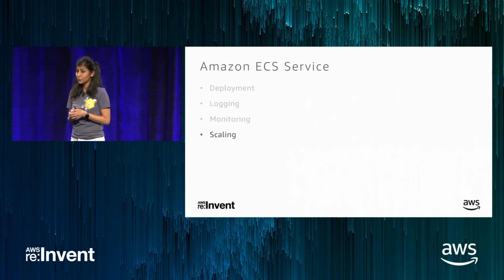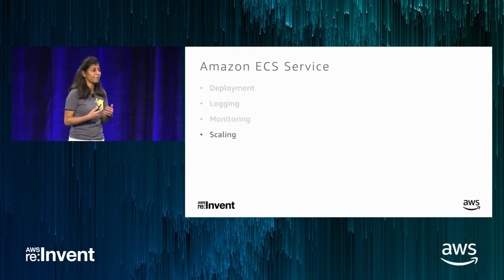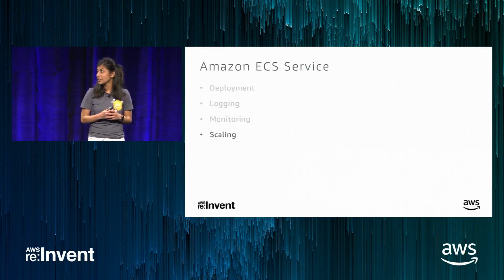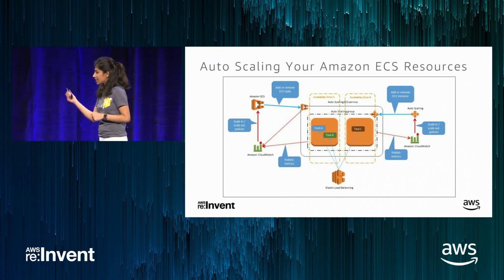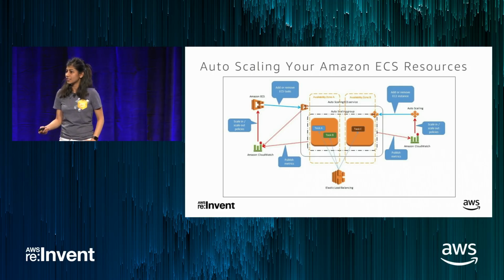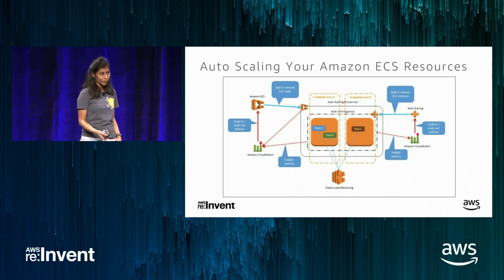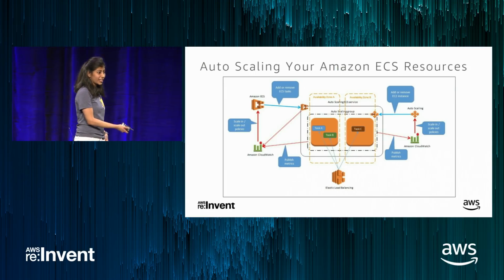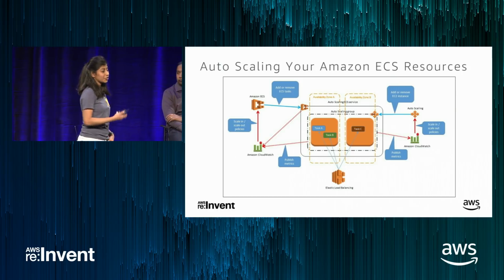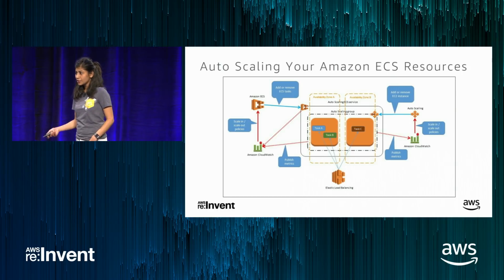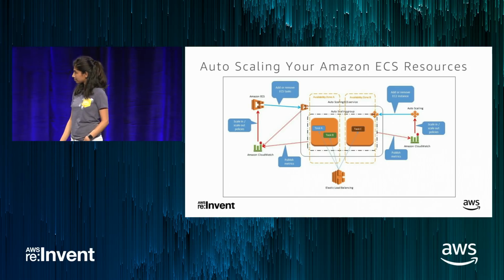Our next step is to automate actions if these metrics breach thresholds, because you don't want to do this manually, right? And ECS has deep integration with application autoscaling that lets you scale up your ECS resources. This could include your ECS services and the containers running in it. And additionally, it could include the EC2 instances that you need to get your applications running.